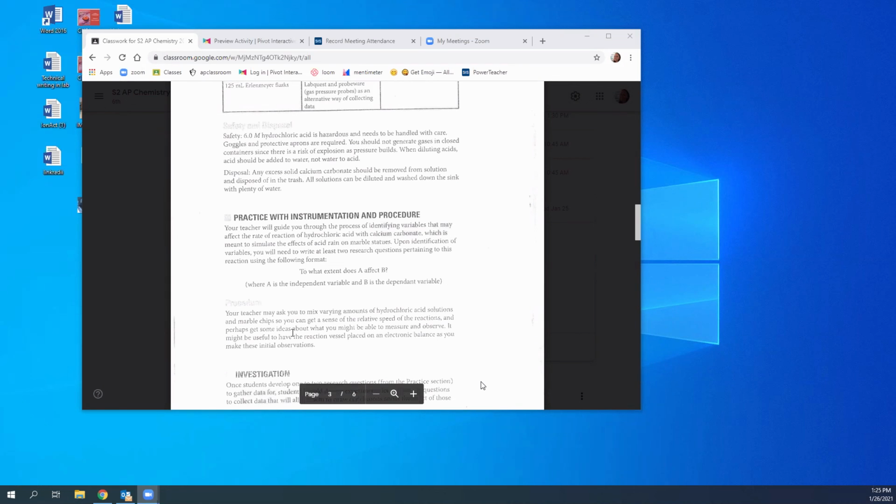And you need to come up with a practice procedure. You're going to have a graph. So what do you want to graph? How are you going to collect that data? What variable are you changing? And you'll need a hypothesis. If I change blah, blah, blah, then blah, blah, blah will happen.